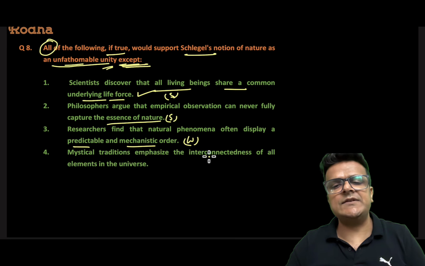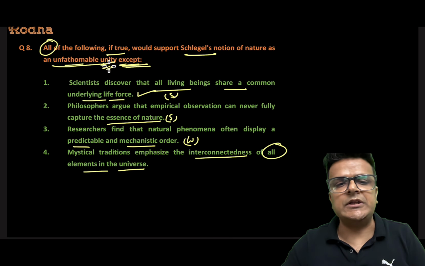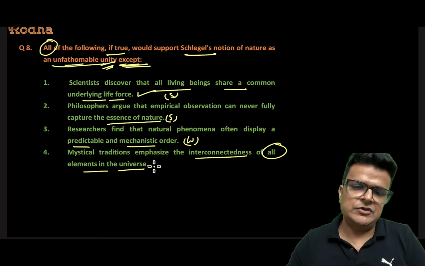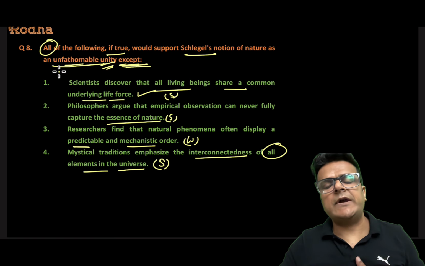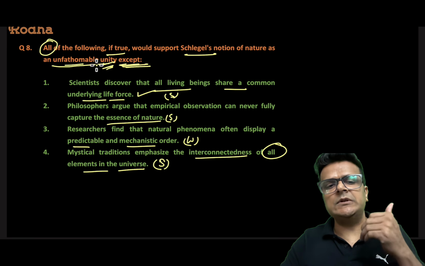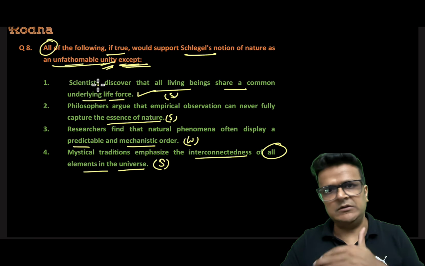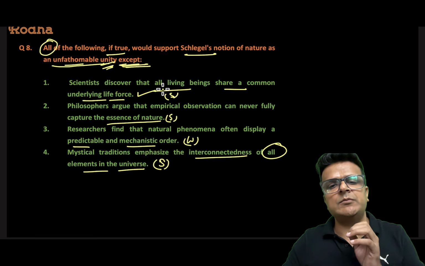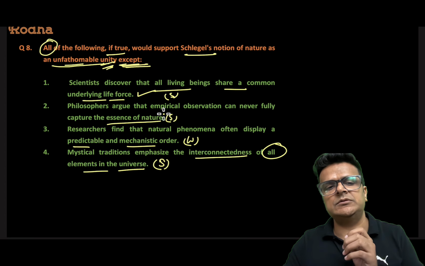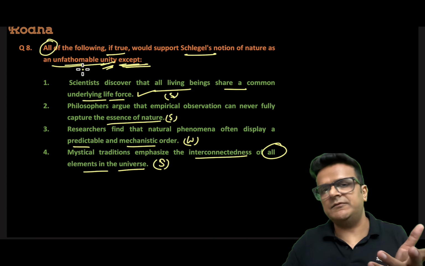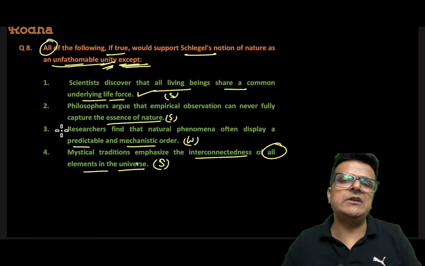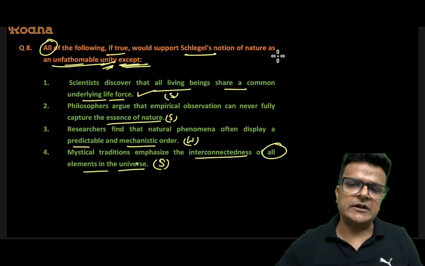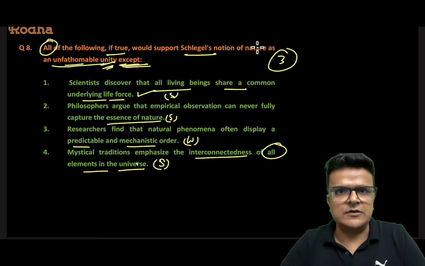Mystical traditions emphasize the interconnectedness of all elements in the universe. So unity again is there. So this will also support. So if you use shortcut, how do we do it? We have to find three options where unfathomable unity is present. One does not have it. So option 1 talks about unity. Second talks about not understanding it, unfathomable. Fourth talks about unity. Third talks about being very easy to understand. Therefore, the correct answer is third.